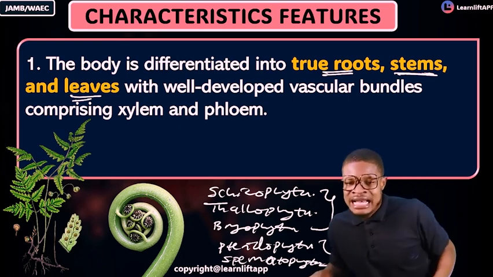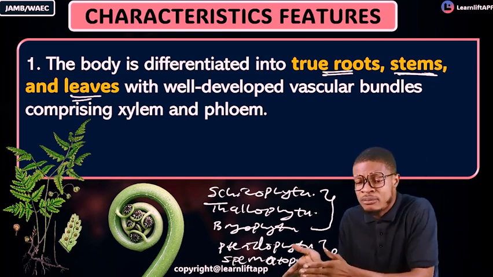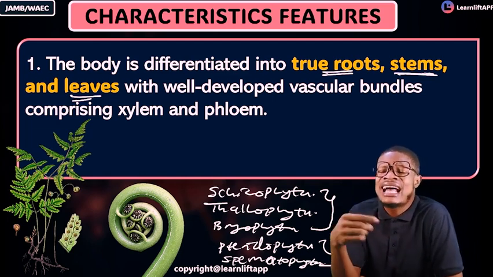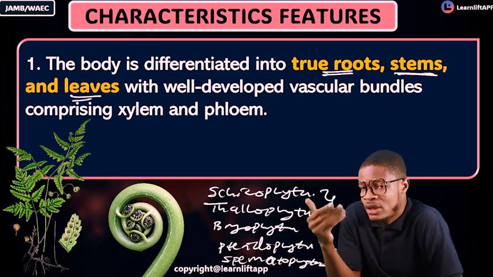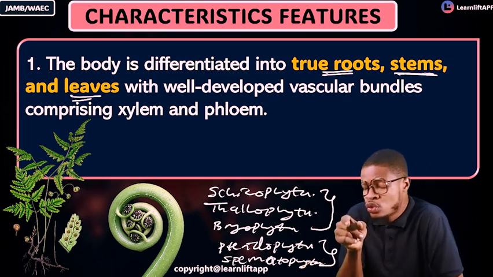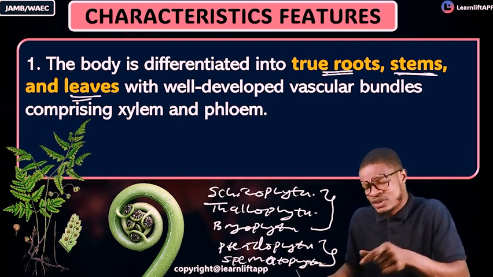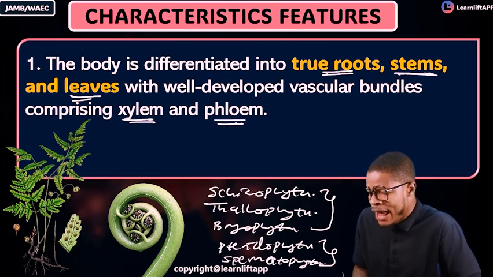Now, if they ask this question, where do vascular bundles in plants start from? Of course, they start from your pteridophytes. So your pteridophytes are the first group of plants that successfully have vascular bundles. That's why they have true roots, true stem, and true leaves. And their vascular bundles are the xylem and phloem.